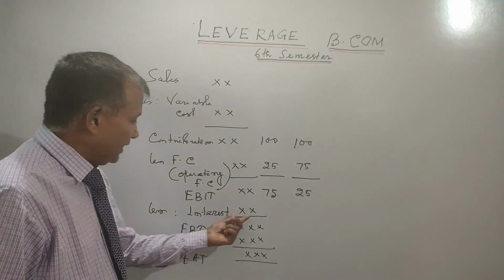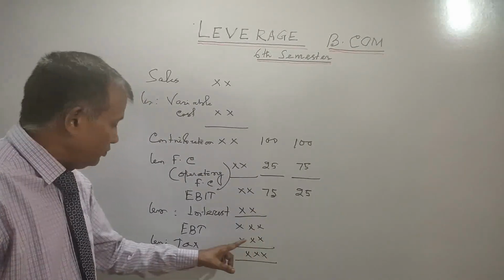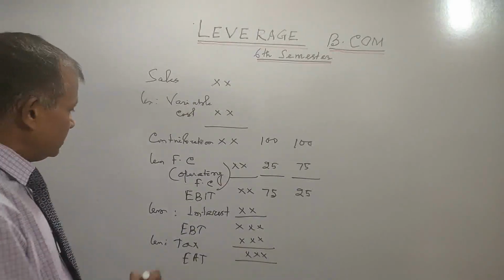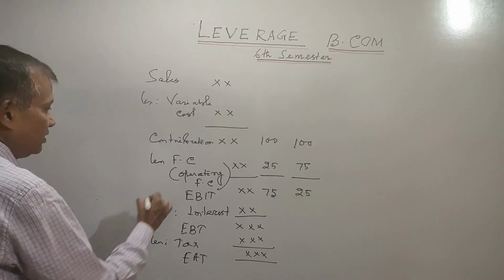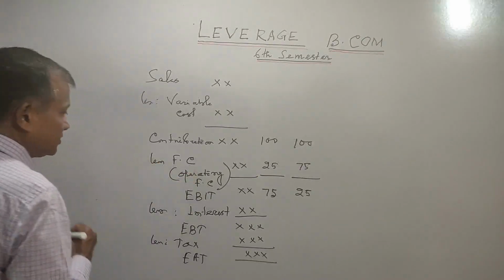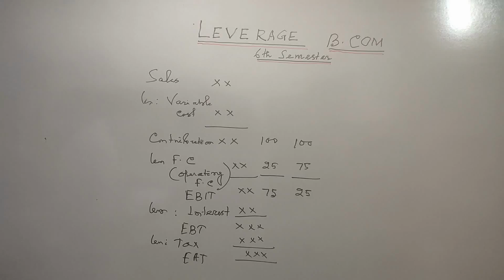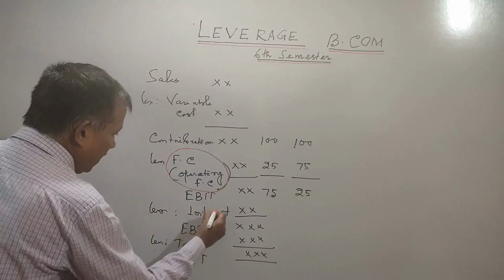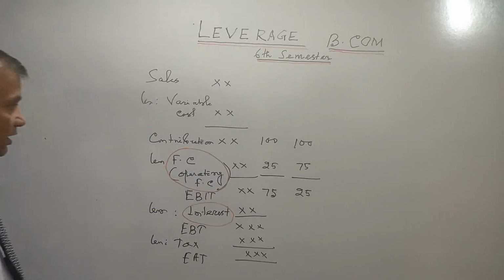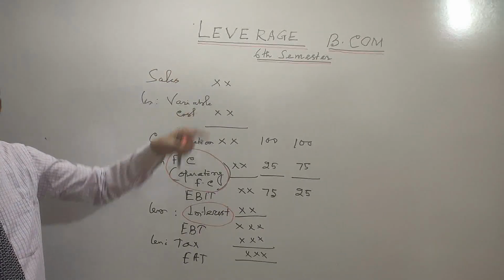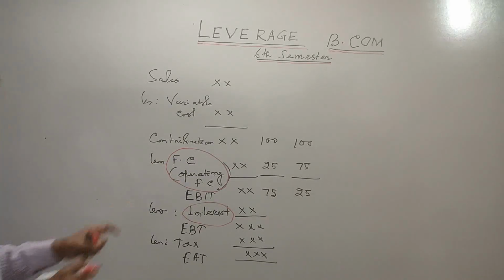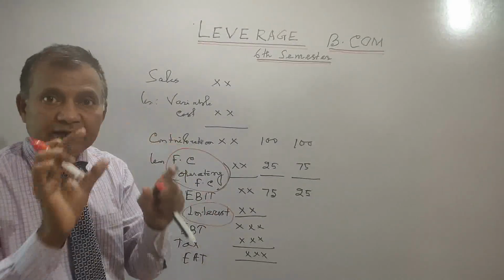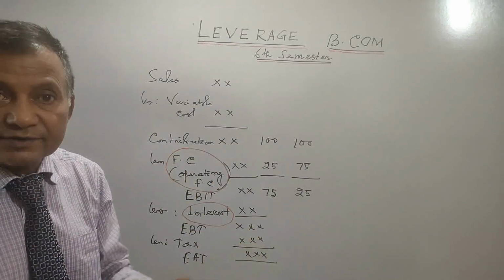Similarly, if we make interest less here, we will get EBT, earnings before tax. So these two fixed costs are here. One is your operating fixed cost, and another one is your interest. In the leverage, we will analyze the risk of the fixed cost, the risk of the interest, with the earnings.